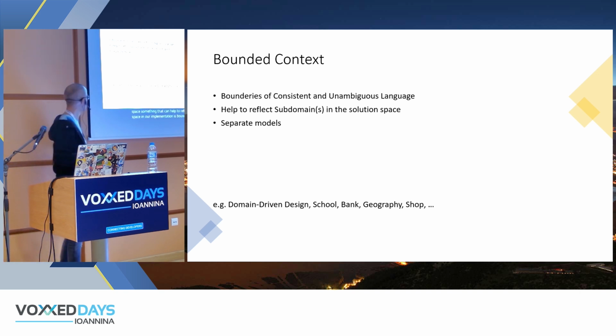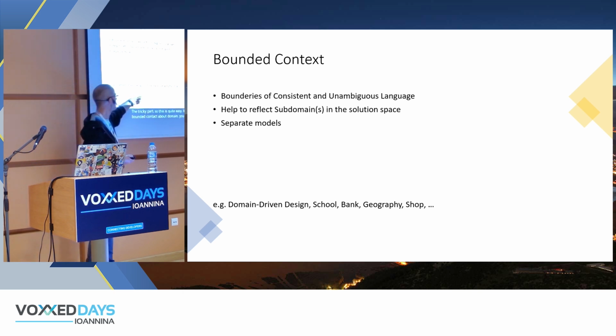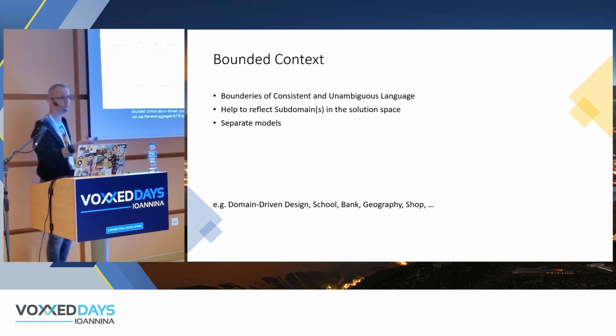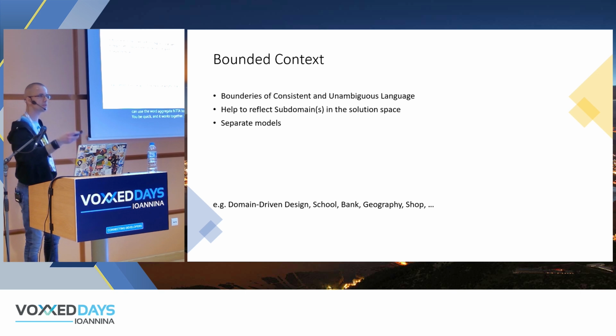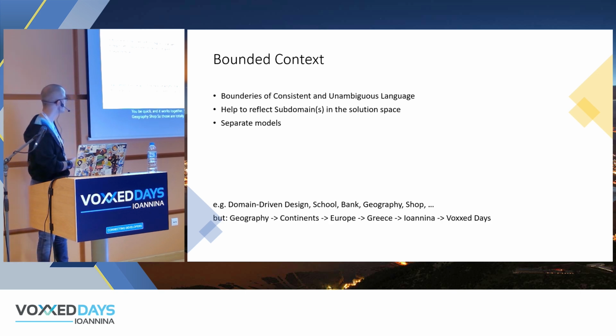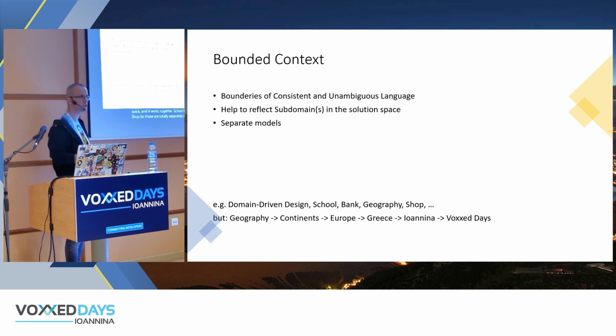The tricky part, so this is quite easy. We can have a bounded context about domain-driven design, so I can use the words aggregate, entity, bounded context, ubiquitous language, and it works together. School, bank, geography, shop: those are totally separate bounded contexts. But a bounded context also depends on the details. Here, we've got geography, so continents. In geography, I've got oceans, continents, the whole Earth. But my bounded context can be only continents.